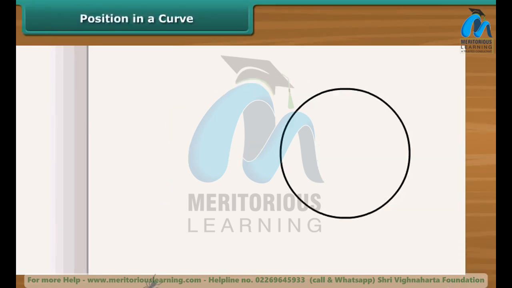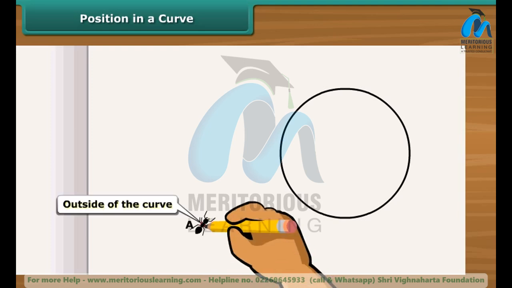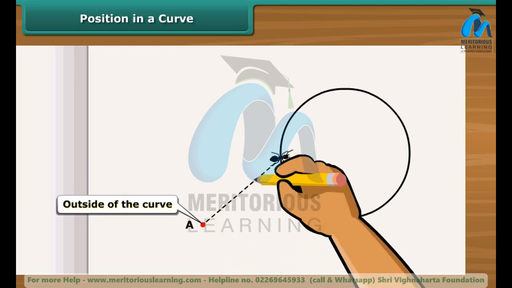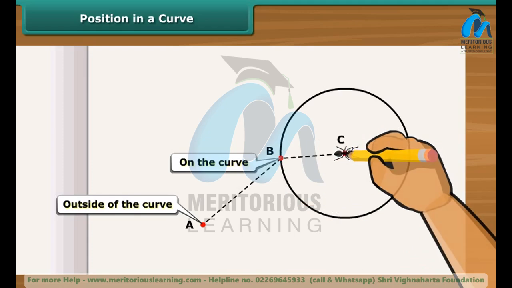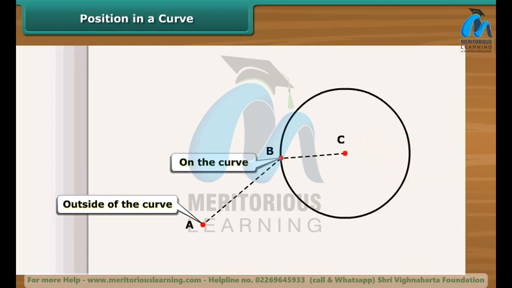Here you see a moving ant. With reference to a closed curve, at position A, the ant is at the exterior or outside of the curve. At position B, it is on the boundary or on the curve. At position C, the ant is at the interior or inside of the curve.